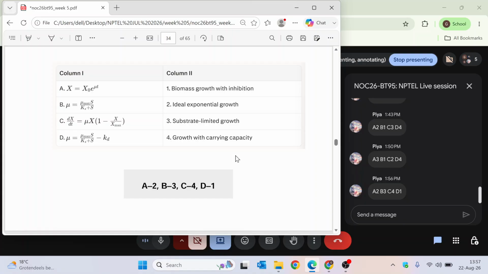The next equation is mu is equal to mu max S by Ks plus S. It is the substrate limited growth, where the amount of substrate determines how the growth of the organism is going to be.